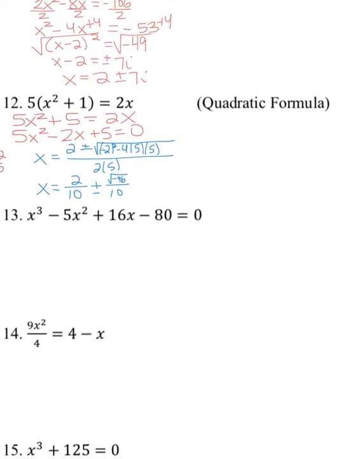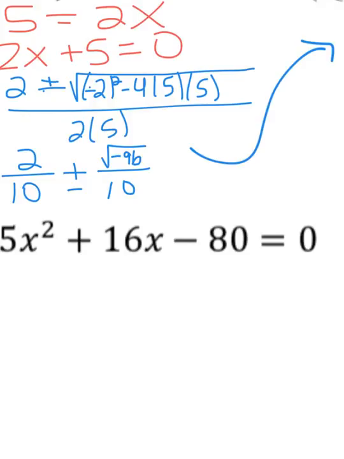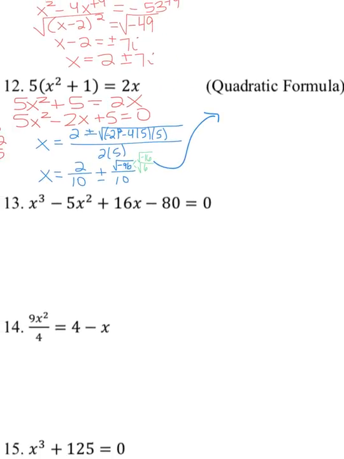Okay, so I'm going to keep simplifying and come up here now. So the square root of negative 96, the largest perfect square that goes into it is 16 times 6. So I'm going to put the negative with the 16. I'm left with the square root of 6. So now I'm going to keep the fraction to start. X equals 2 over 10 plus or minus the square root of negative 16, which is 4i square root of 6, divided by 10.